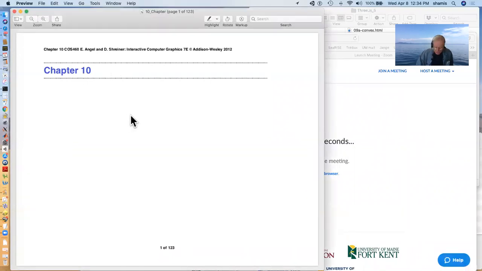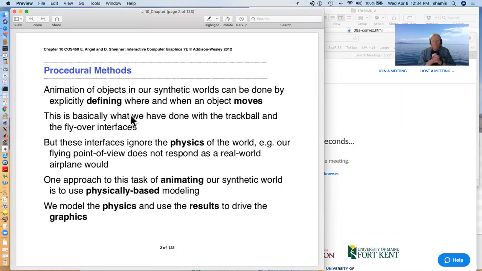Okay, so what we're talking about in chapter 10 are procedural methods. One way of dealing with objects in our synthetic world is by explicitly defining how and when things move. And this is basically what the trackball and flyover interfaces do. Neither the trackball nor our little airplane are physics-based devices.